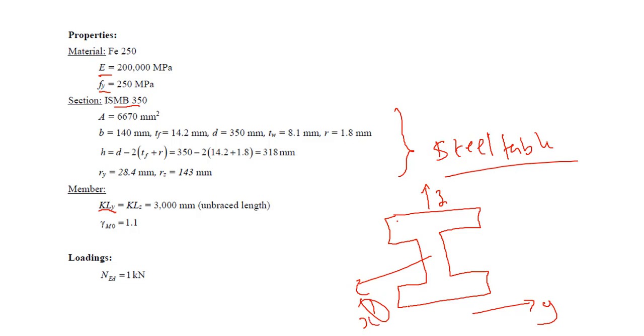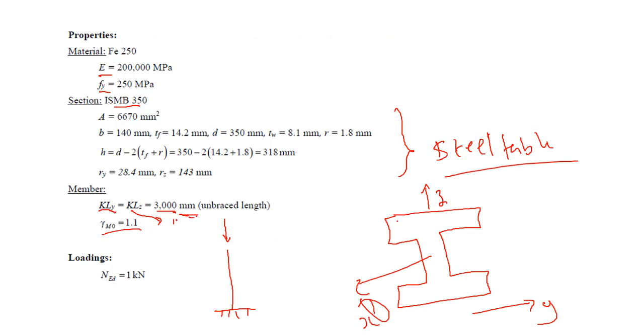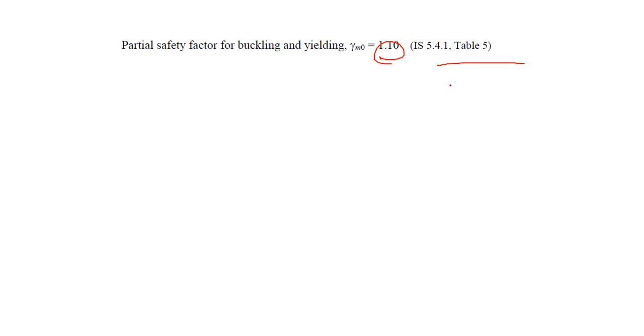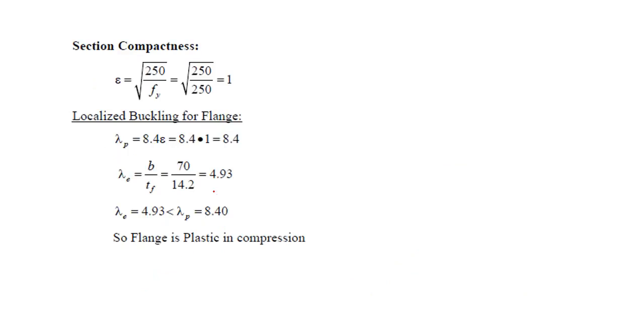This is an orientation we may not be familiar with in ETABS or any software. The total unbraced length is K into LZ. K is always taken as 1 if we have a fixed support and the load is acting axially. The length of the beam is 3 meters, as given in the problem. Gamma M0 is 1.1 from table 5.4.1, and the load is 1 kilonewton. With all these things, let's get into the section compactness.